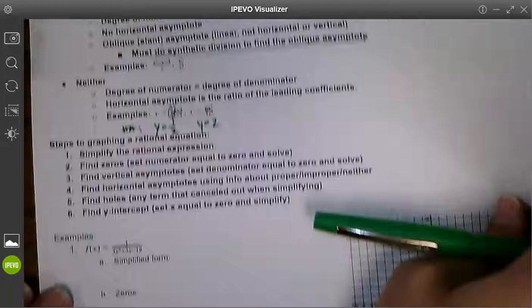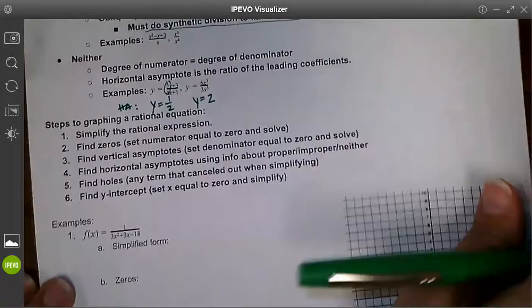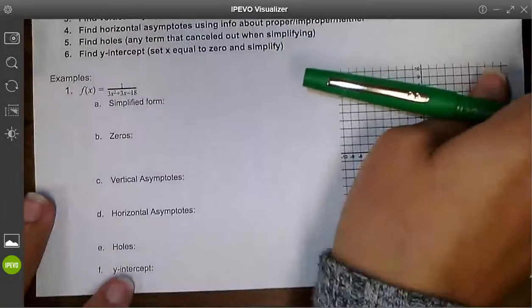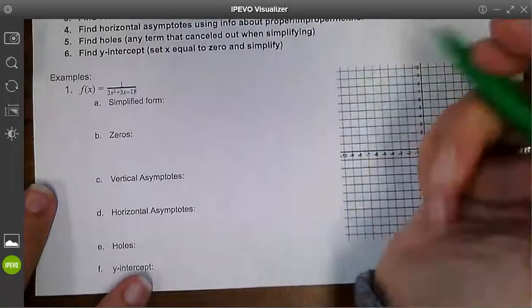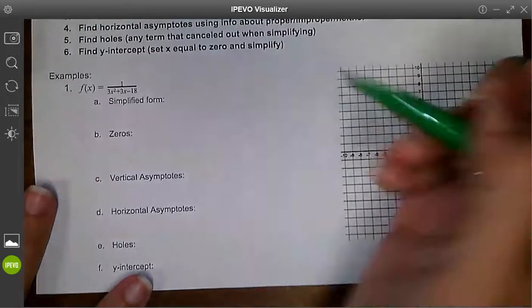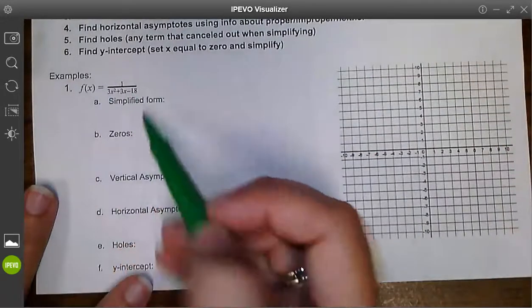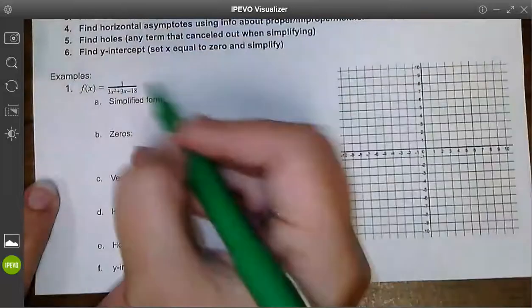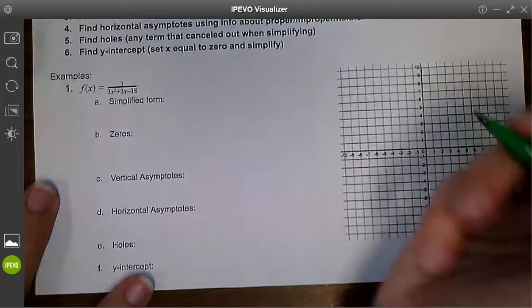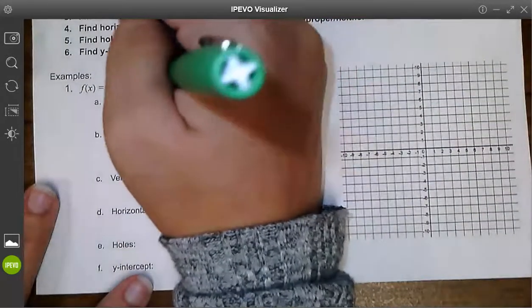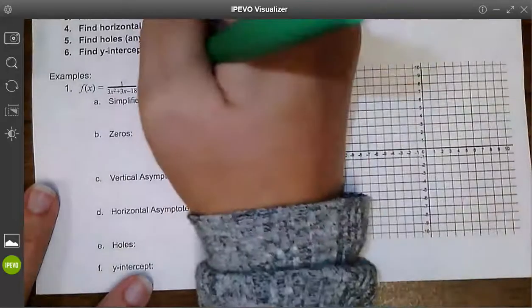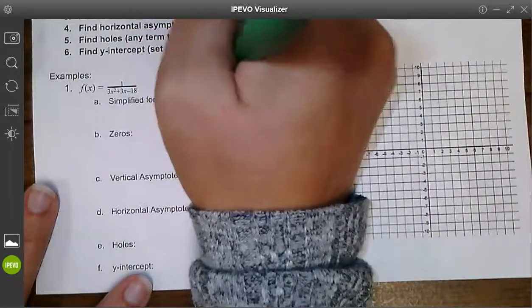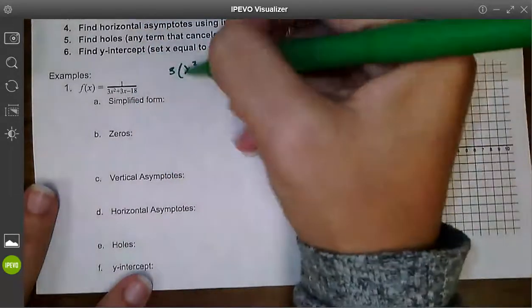So the steps are listed here, but I'm going to go through them with you. You always want to simplify your fraction first. It's going to be your first step. That means factoring and putting it in factored form. So this top part, I cannot do anything with. It's just 1. The bottom part, I'm going to take a 3 out, my GCF, and I have x squared plus x minus 6. Then I'm going to factor this as much as I can.